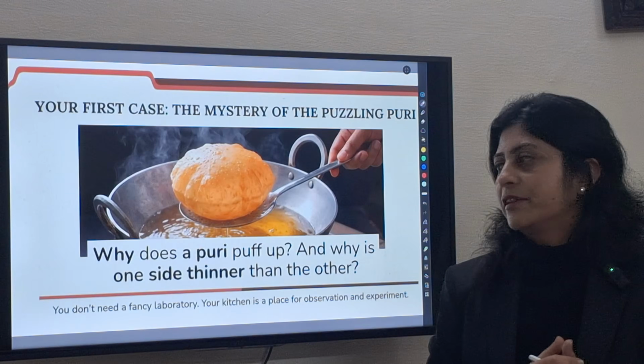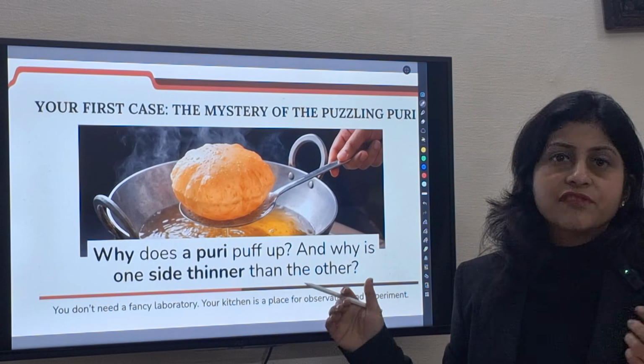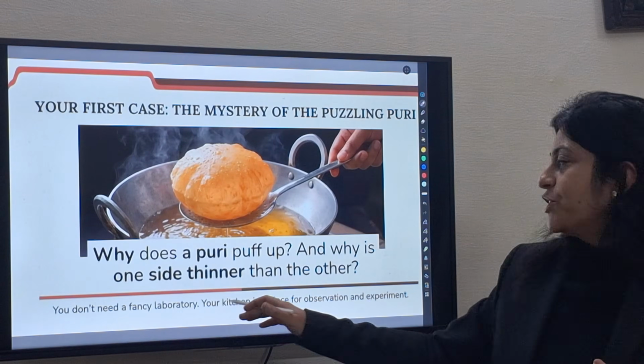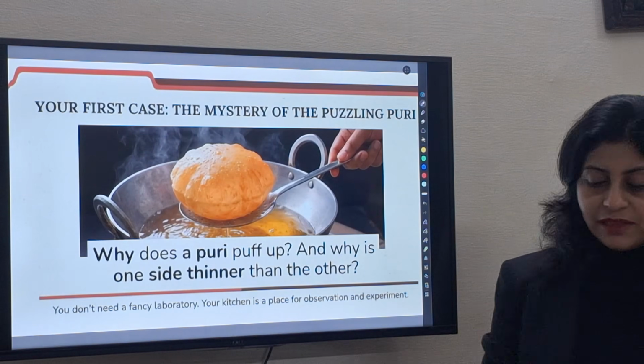One thing very important, you don't need a fancy laboratory in order to investigate. You really don't need a fancy laboratory. Your kitchen is a place for observation and experiment.